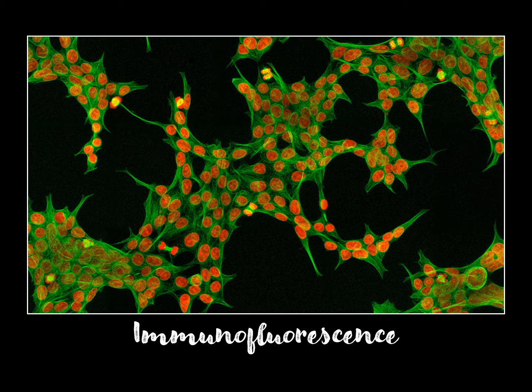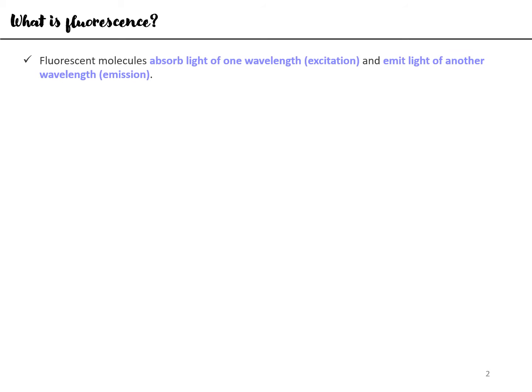So before we dive into it, I would like to give you all a brief introduction on immunofluorescence. So what is fluorescence? Before we can understand immunofluorescence, let us brush up on what exactly we mean by fluorescence. So fluorescent molecules absorb light of one particular wavelength, which is called the excitation light, and emit light of another wavelength, which is called the emission light.